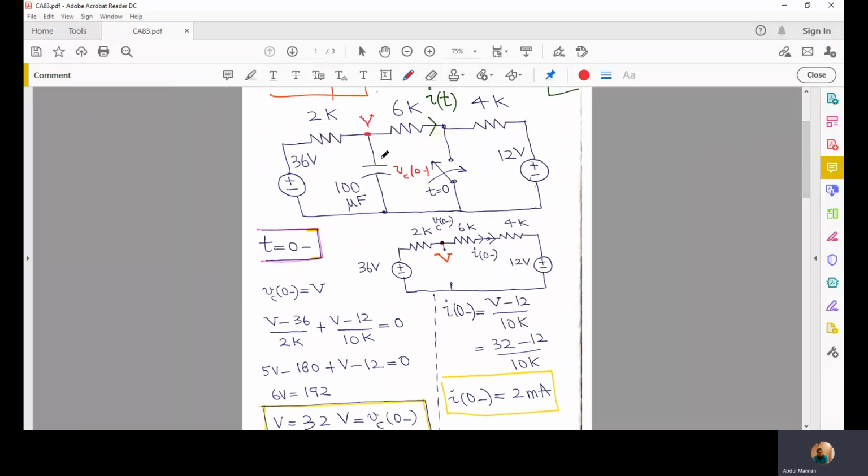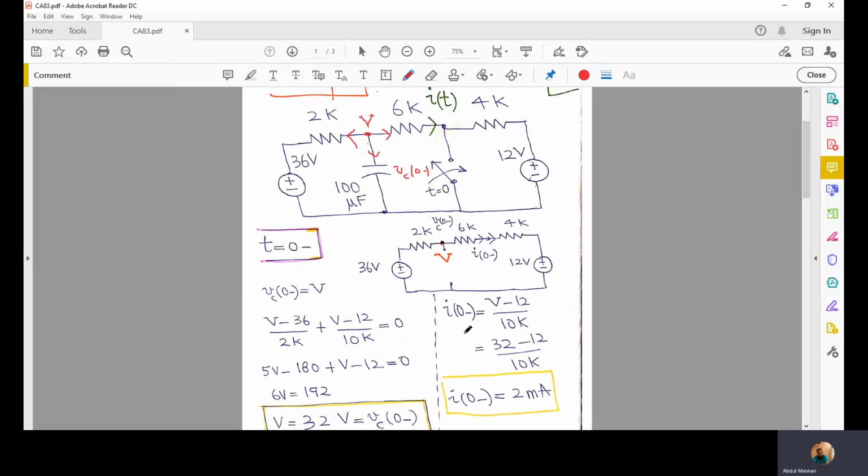Three branches are connected with this node, so the current flowing out of this branch would be V minus 36 divided by 2K, plus the current flowing through this branch would be V minus 12 divided by 6 plus 4, 10K, plus the current flowing through this branch, and we know that it is completely charged, so there is no current flowing through it, so that would be 0. Solving this gives us V is equal to 32 volts. This means that the voltage across capacitor just before we close this switch is 32 volts.